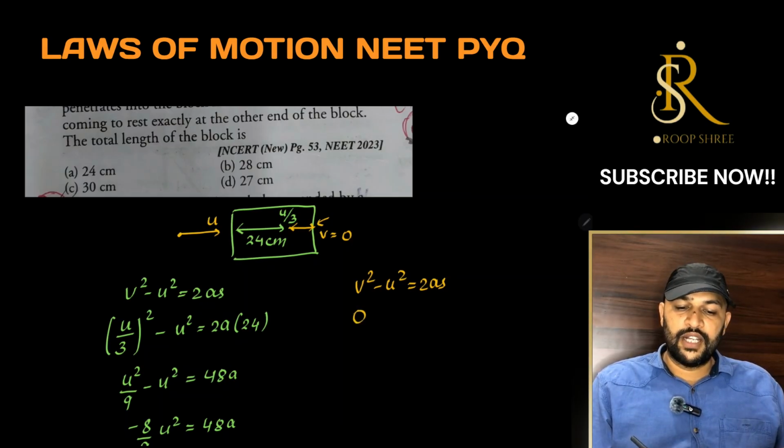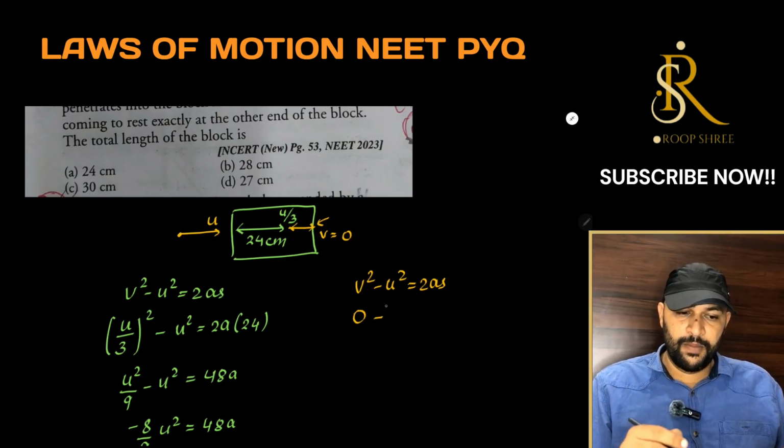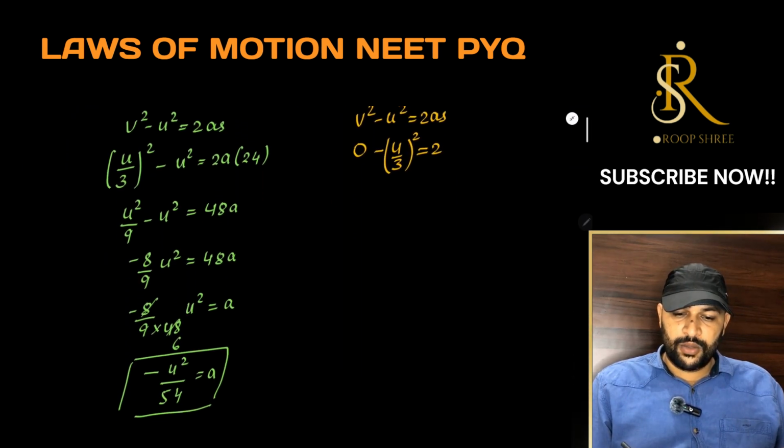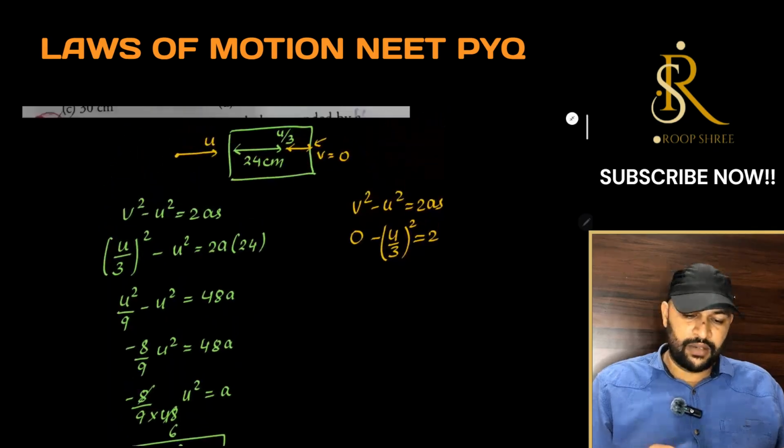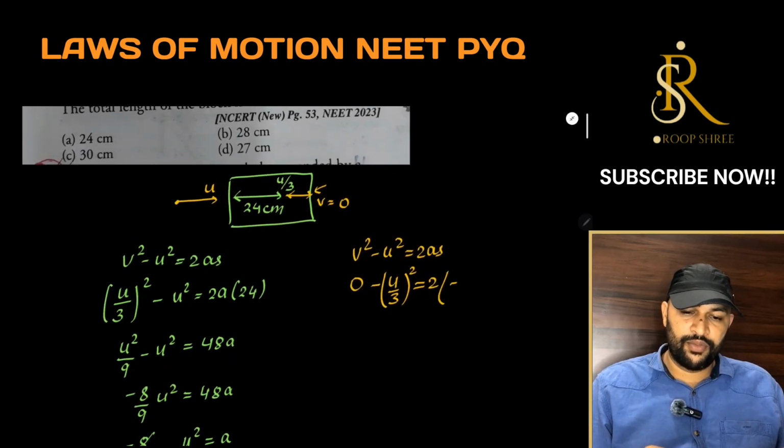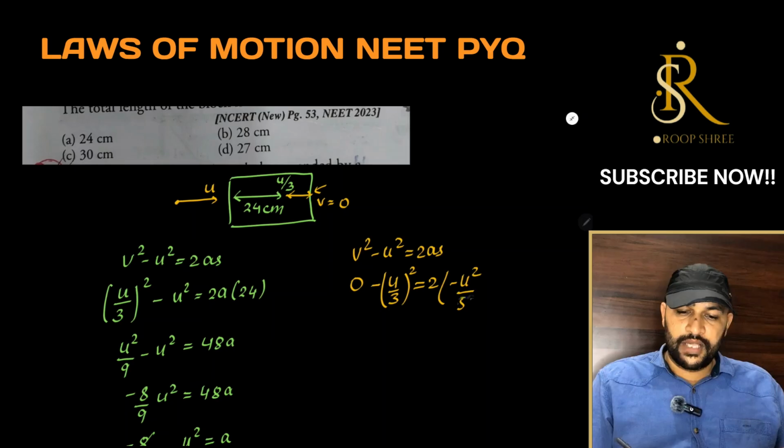Here I made a small mistake. v is 0. The final velocity at the end of the block will be 0, because it gets stopped as per the problem. So 0 minus u square, where u is u by 3 whole square, correct? And that equals 2a. What did we calculate a as? Minus u square upon 54. So let's put minus u square upon 54 into distance s.